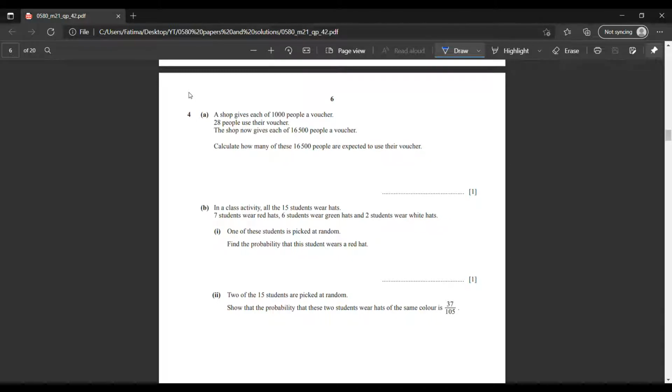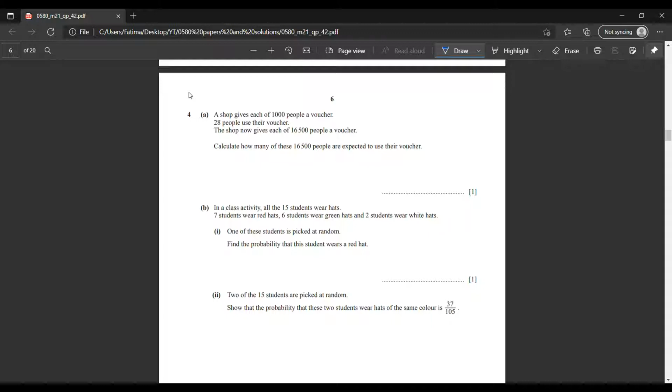Today I'll be solving the IGCSE Mathematics paper 42 for question number 4a. Now this question is about probability and we're told that a shop gives each of 1,000 people a voucher. 28 people use their voucher. The shop now gives 16,500 people a voucher. Calculate how many of these people are expected to use their voucher.